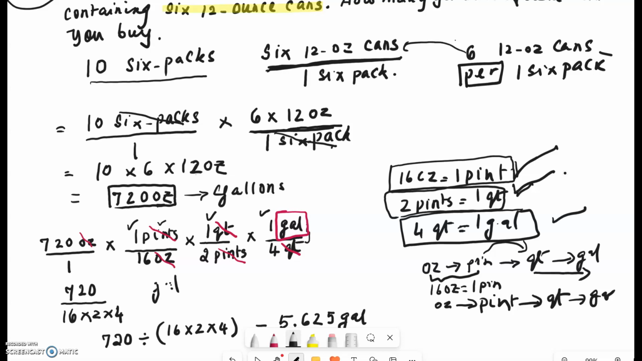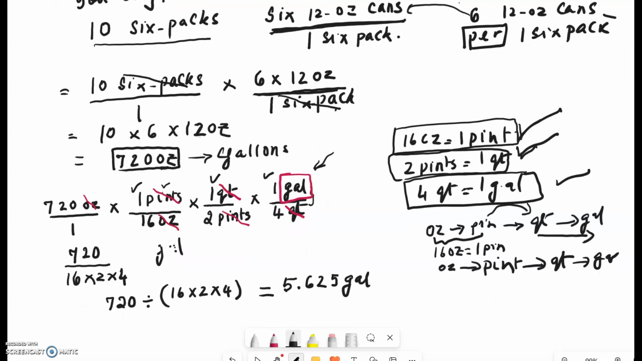So now we use dimensional analysis to cancel out the units that we don't need, and we are left with gallons at the end, and we've converted ounces to gallons. And for the final answer, you have to be careful if there are multiple terms in the denominator. Make sure you do 720 divided by the quantity 16 times 2 times 4. So put the entire denominator in parentheses if it's more than one number, and you get your final answer, which is 5.625 gallons.